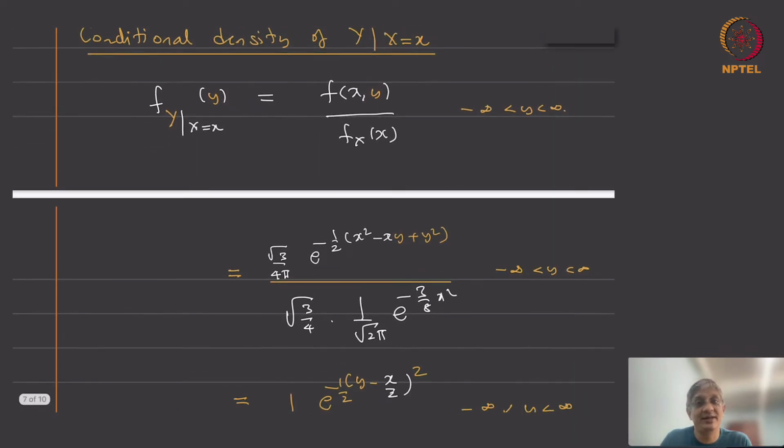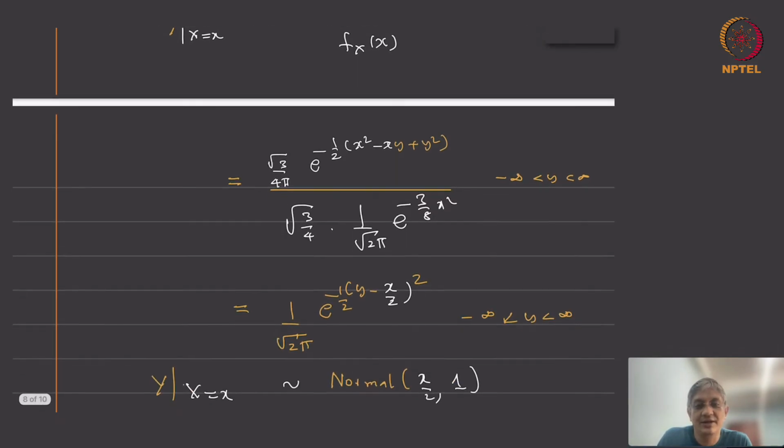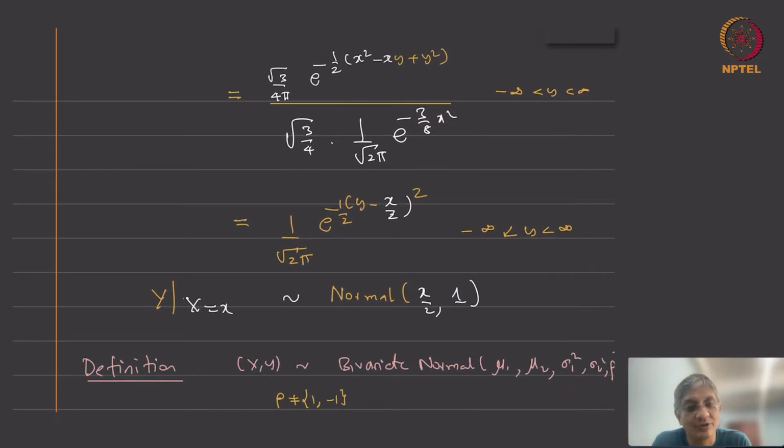We also verified non-independence another way. We looked at the conditional density of y given X equal to x. If you do the calculation of f(x,y) by f_X(x), it turned out that y given X equal to x was normal with mean x by 2 and variance 1. So as x changes, the mean of y given X equal to x also changes. From this, I motivated the example.